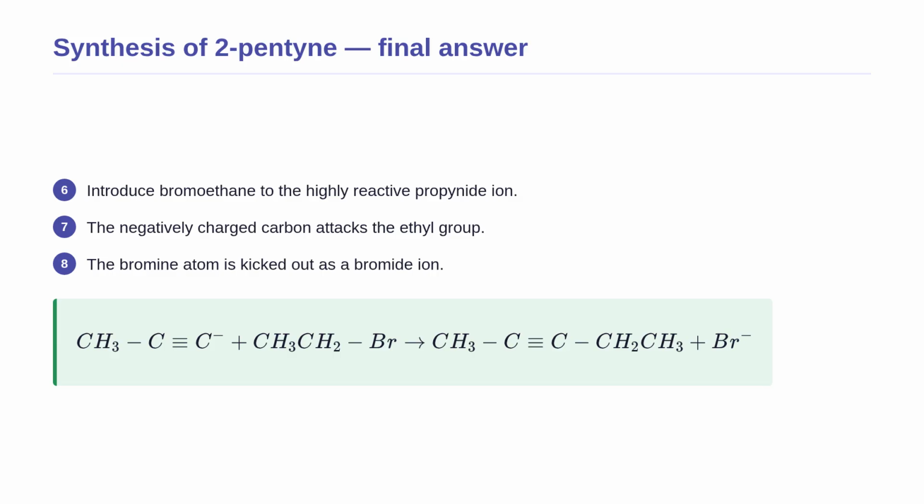Continuing with our synthesis, we now have a highly reactive nucleophile ready to attack. We introduce bromoethane, which contains the 2-carbon ethyl group we need. The negatively charged carbon of the propanide ion attacks the carbon attached to the bromine atom. Because of this attack, the bromine atom is kicked out as a bromide ion.